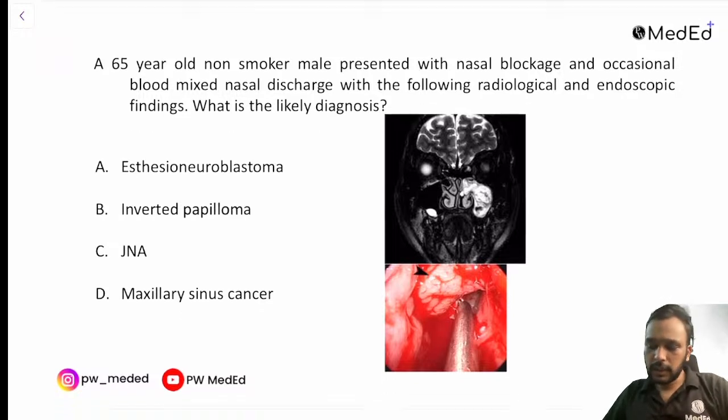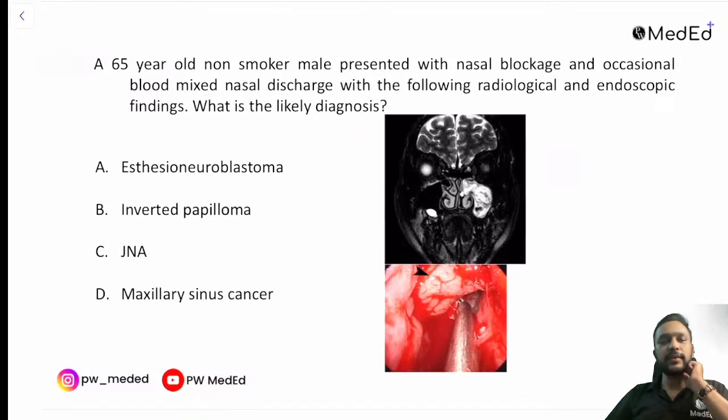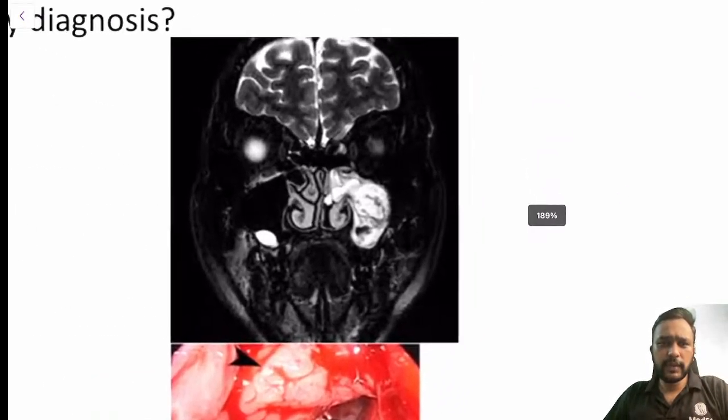So now coming to another question. A 65-year-old male smoker presented with nasal blockage and occasionally blood-mixed nasal discharge, with the following radiological and endoscopic findings. What is the likely diagnosis? Esthesioneuroblastoma, inverted papilloma, JNA, maxillary sinus cancer. So let us have a look at this image.